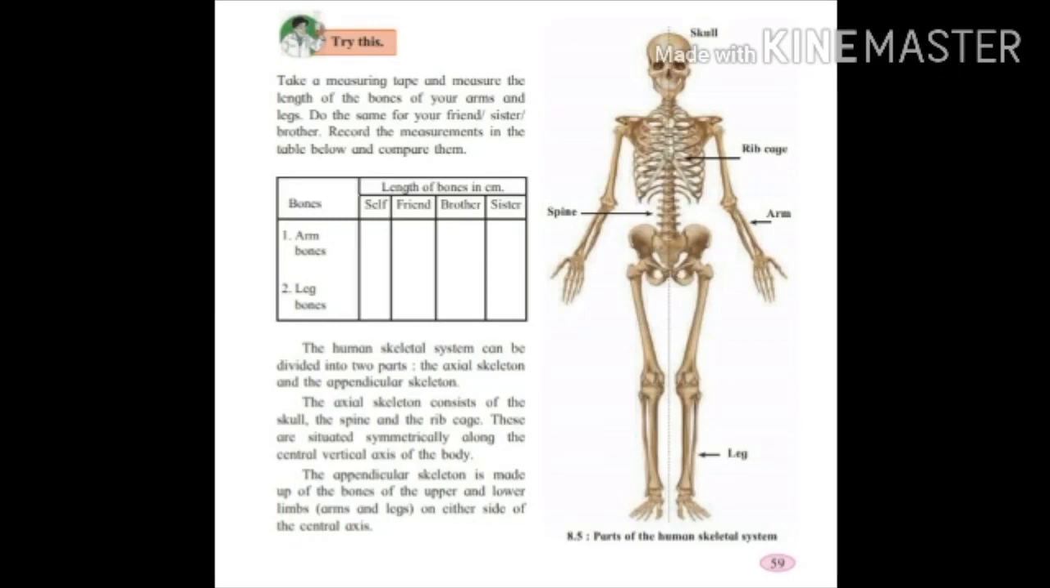Now the appendicular skeleton is basically made of bones on the sides, that is your arms and limbs. So the bones of your arms and legs basically form your appendicular skeleton.